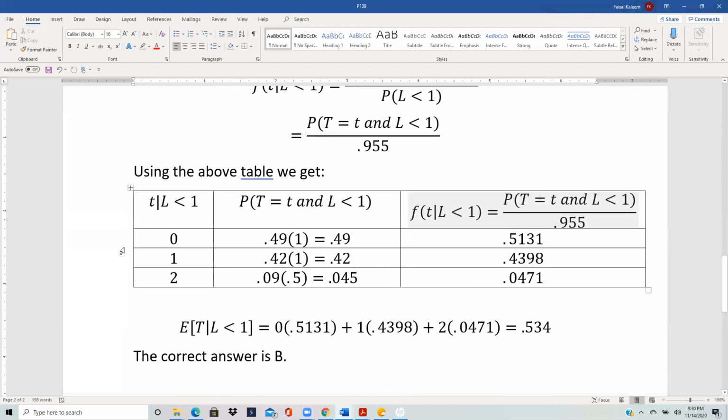Now, since you needed the expected value of T given L less than 1, you multiply these values of T given L less than 1 by their corresponding probabilities. So basically column 1 and column 3: 0 times 0.5131 plus 1 times 0.4398 plus 2 times 0.0471. That's just like the formula where we do the summation of x times f(x). In this case, x is T given L less than 1. So it comes out to be 0.534, that is choice B.